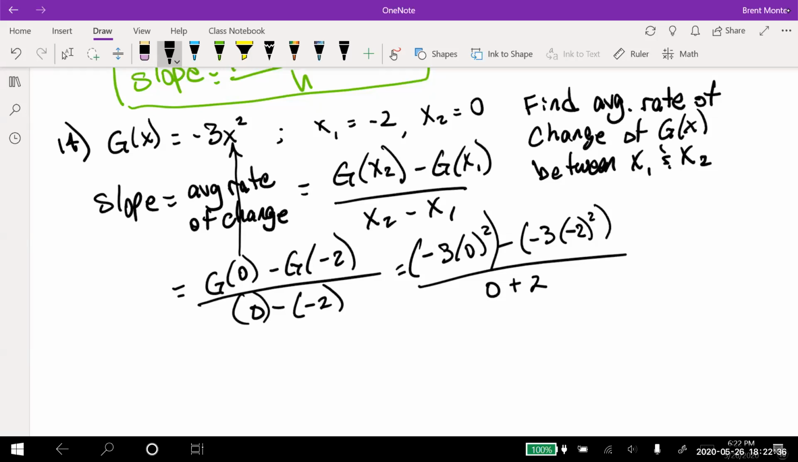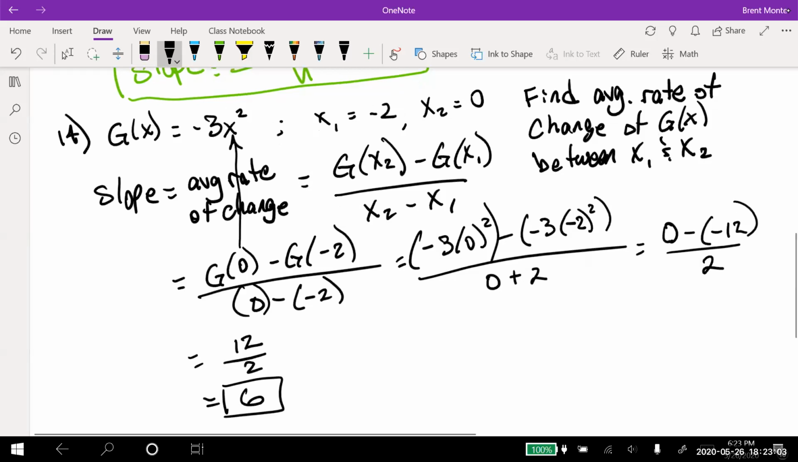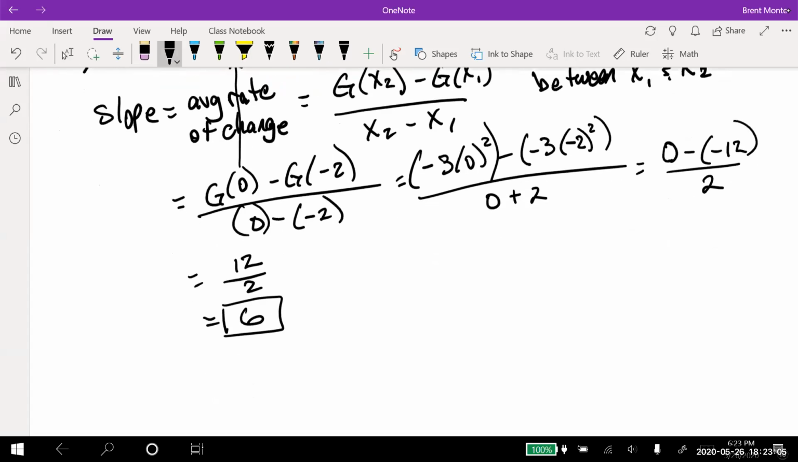If I work these out, 0 squared is 0, times negative 3 is still 0. Minus negative 2 squared is 4, and 4 times negative 3 is negative 12. So it's 0 minus negative 12, all over 2, which is just 12 over 2, which is 6. So that's the average rate of change between negative 2 and 0.